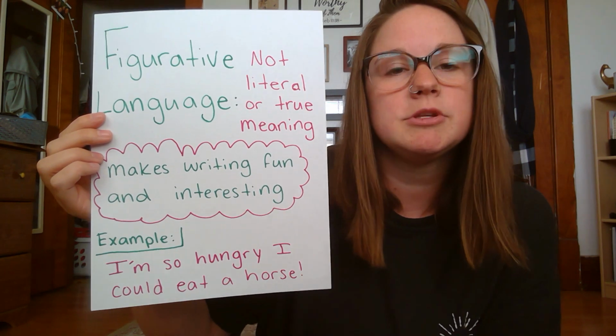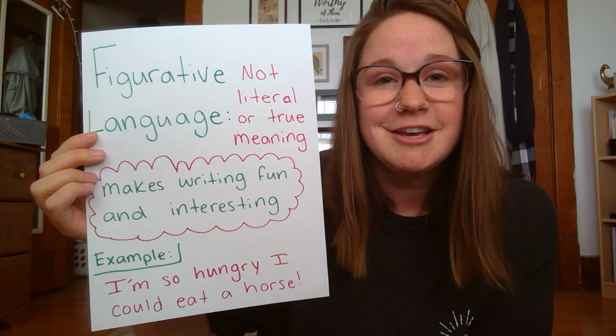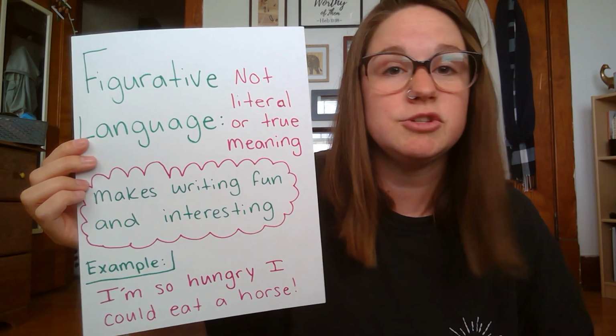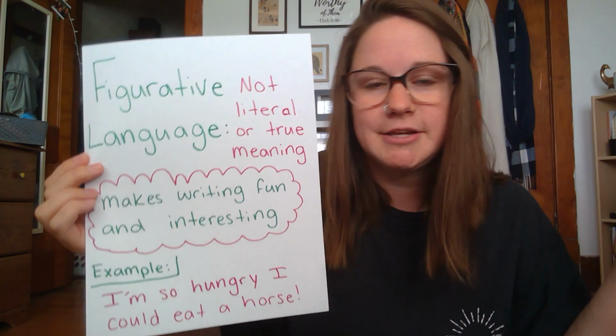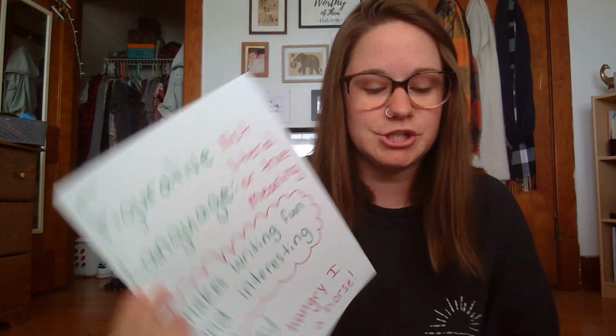So this is an example. Miss Wilger gave you an example last week too of it's raining cats and dogs. So that doesn't mean that it's actually cats and dogs are actually falling from the sky. It just means it's raining really hard. So figurative language is that kind of hidden meaning, a different meaning than what it actually means.